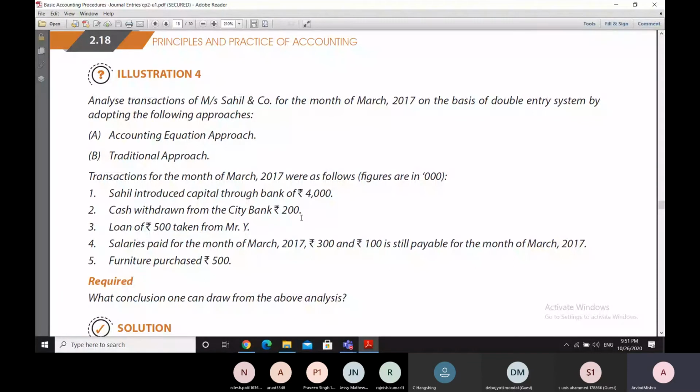Now we see one illustration, and here we are trying to see both the approaches, the accounting equation approach and the traditional approach. You see, both approaches lead to the same journal entry. Only the approach is different. It is just like saying that various paths lead to the same God.